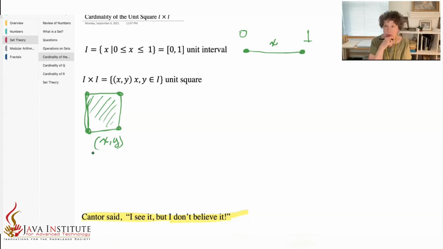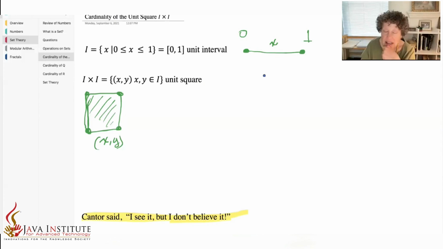Do you think you can get a one-to-one correspondence? Hilbert said, Cantor said, you know, look, they're completely different. One's a line and one's a square, a filled-in line, a filled-in square. But Cantor said, well, let's try. And so he said, look at something here.